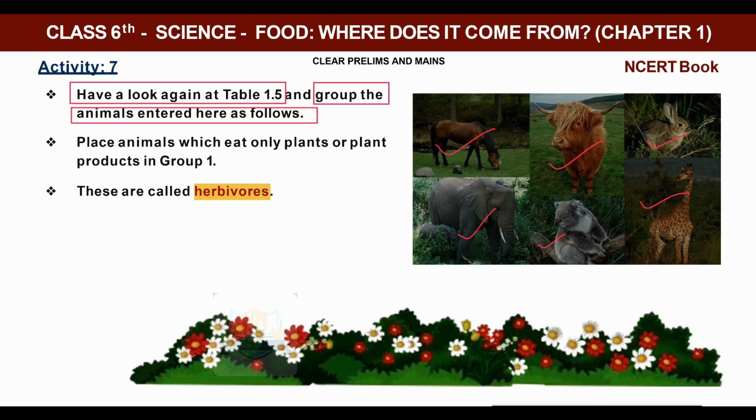Place the animals which eat only plants or plant products in group 1, and these are called herbivores. So here we are seeing herbivores; they eat only leaves or parts of plants. Elephants, horses, yak, and rabbits eat grasses, leaves and grasses, and the giraffe too. So these are herbivores. Those eating plants only are herbivores.